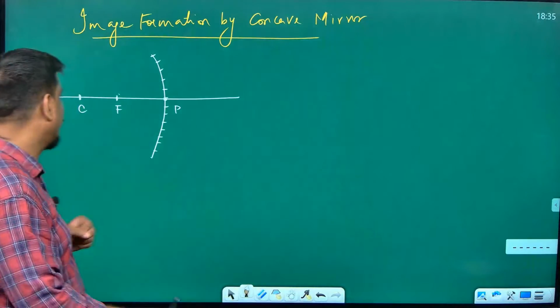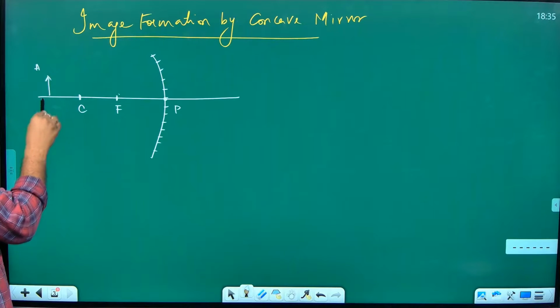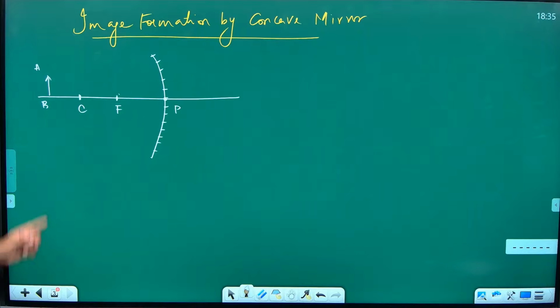So, first I am keeping my object here. I am naming that object as AB. A is the head, B is the tail. And where is it kept? Beyond C. I said I will give time for writing. I hope you understand what I am saying.